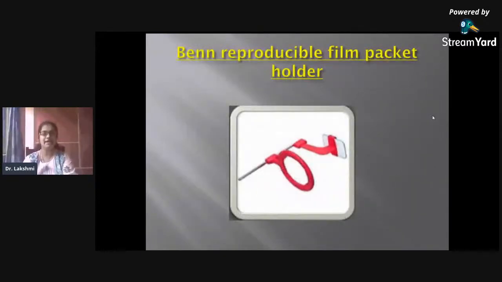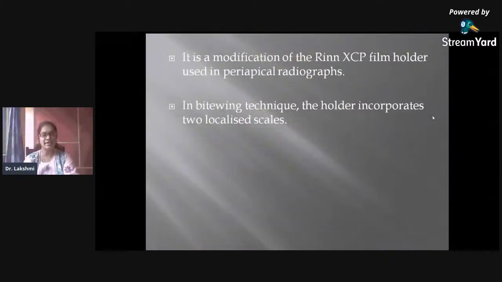So the bent reproducible film packet holder looks like this. What does it resemble? It resembles a Rinn XCP, a periapical film holding device, right? So this is a modification of that only. It's a modification of the Rinn XCP film holder used in periapical radiographs. In the bitewing technique, the holder incorporates two localizing scales, that is for additional stability.